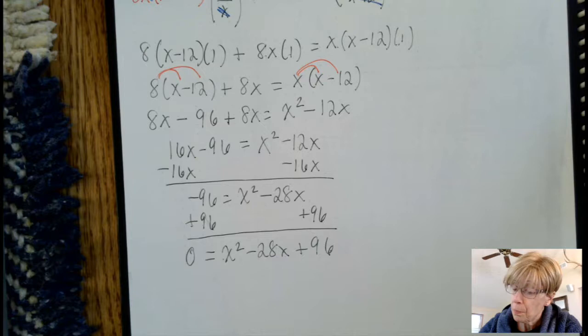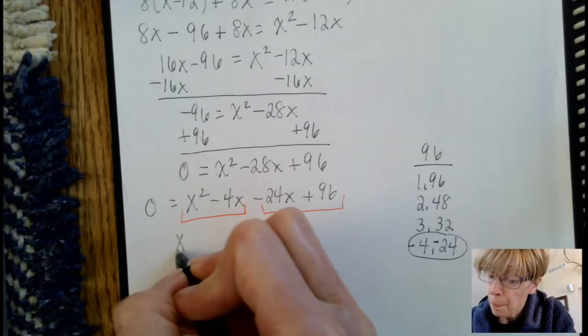As we take a look at this last step, we're going to take x minus 4 and set it equal to 0, and x minus 24 and set it equal to 0. And we get x equals 4 and x equals 24. If I remember correctly, both of those answers are answers on Edmentum, so we need to figure out which answer we need, because they are both answers here.